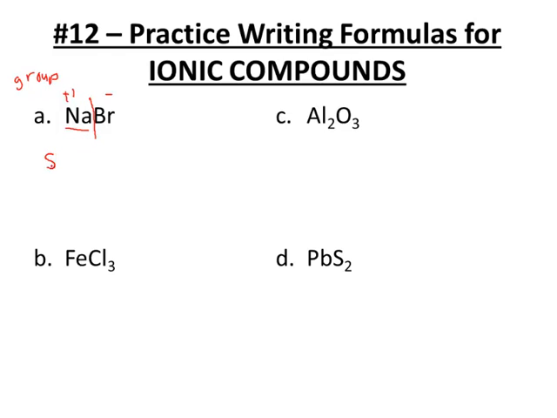So sodium is Na. Bromine as an ion is bromide. And at this point we're finished up. Sodium bromide is the name of that chemical. Remember, it's only when we have a transition element, so our transition elements, that we need to find the Roman numerals.